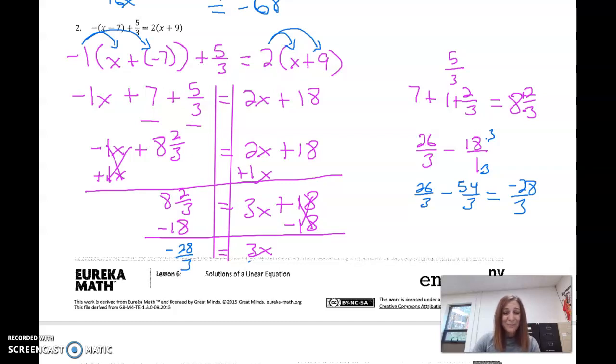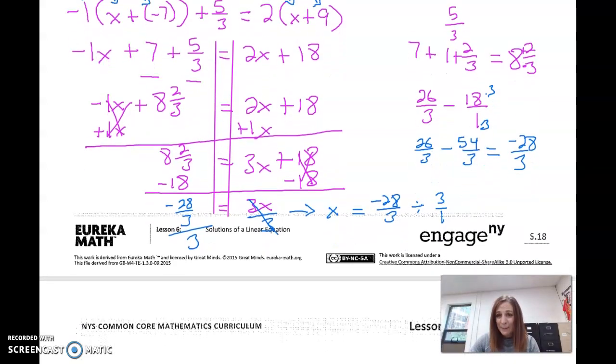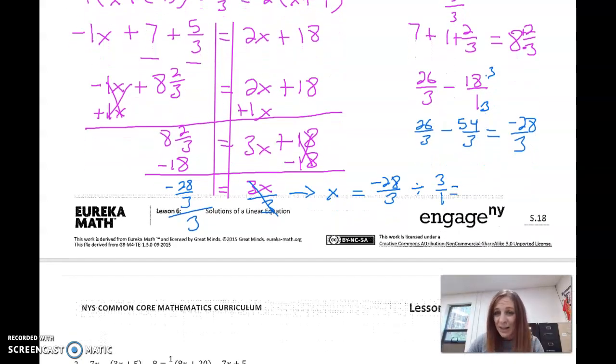Now we have to divide by 3. Divide by 3, divide by 3, and I've totally just run out of room. Okay, so 3 divided by 3 is 1. So we have x equals negative 28 thirds divided by 3. So I'm going to write 3 over 1. Keep it, switch it, flip it. Okay, and this works out to be negative 28 over 9. Sorry, guys. I should have planned better and given you more room.